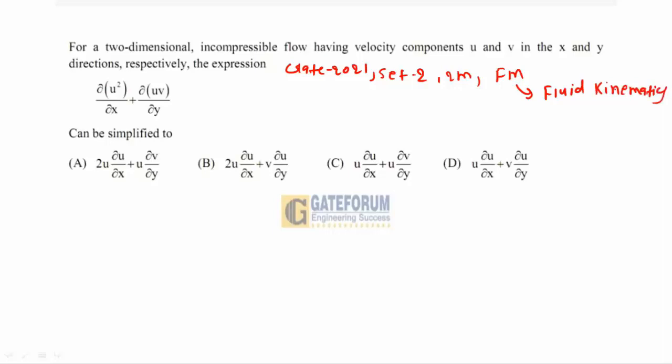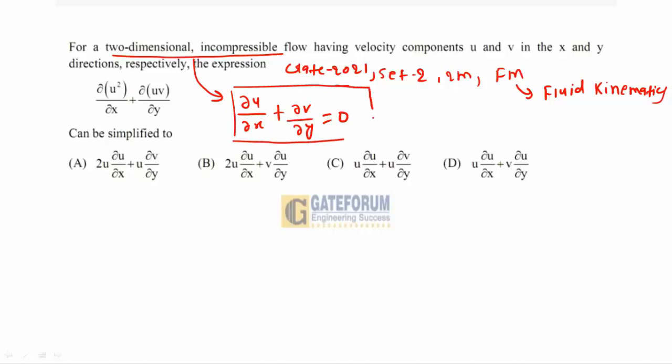Okay, my dear friends, there is one keyword in this question: two-dimensional incompressible flow. What is the equation for two-dimensional incompressible flow? You might be aware, for two-dimensional incompressible flow, you can write the equation del u upon del x plus del v upon del y is equal to what? 0. Is it clear? From this, I can say del u upon del x plus del v upon del y is equal to 0.